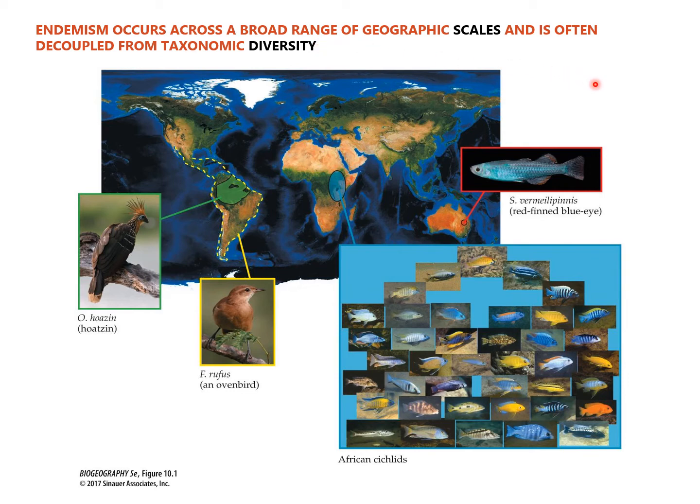I think it's easy to say if there's one species. So let's look at an example. This is the Hoatzin, and it's only found in this little area of South America. So it's pretty easy to say this species is endemic to this part of South America, and I think that makes sense to people. It gets a little bit trickier when you start to think about different scales. This ovenbird is endemic to basically this entire portion of Central America and South America too.